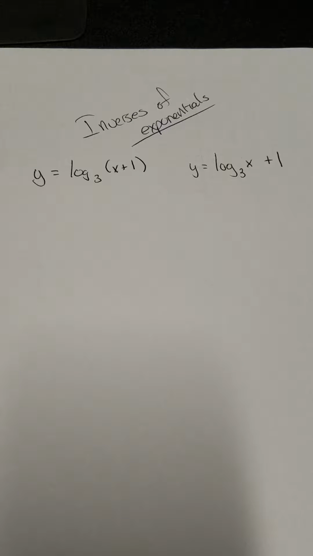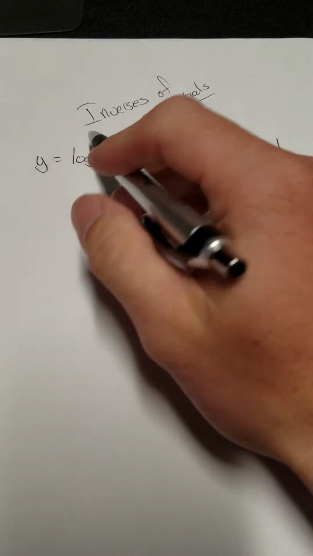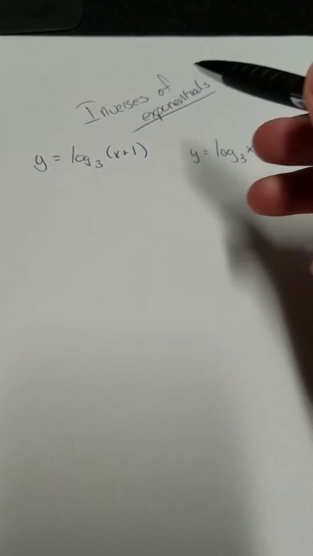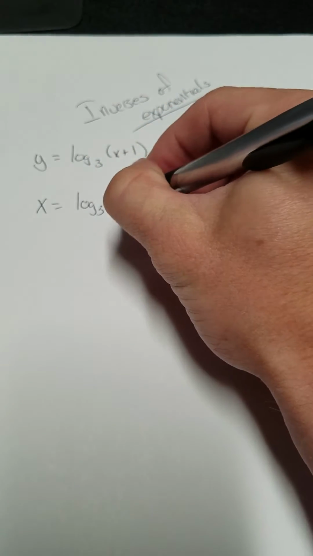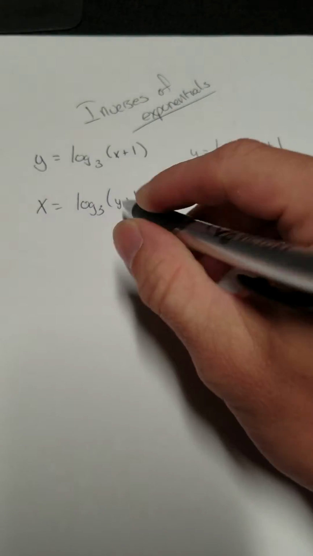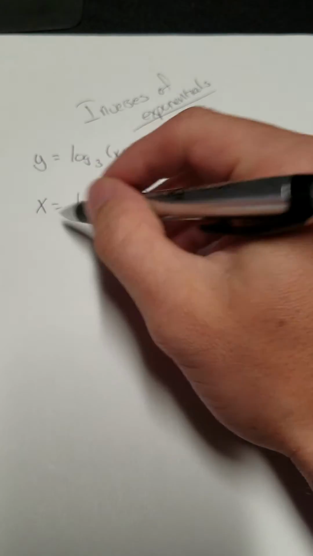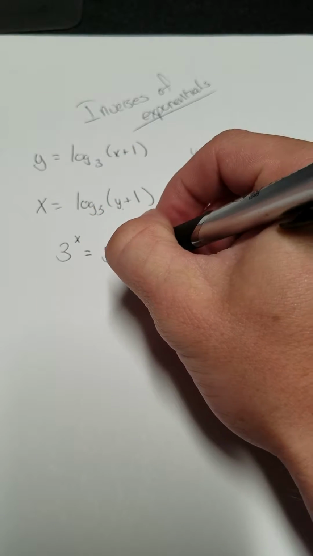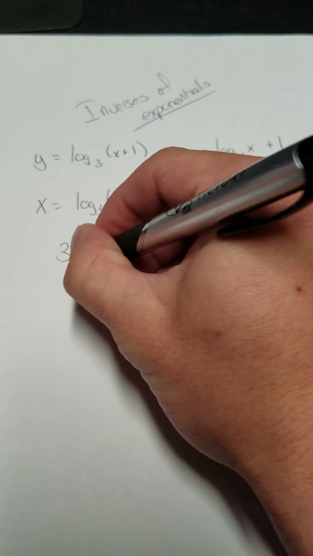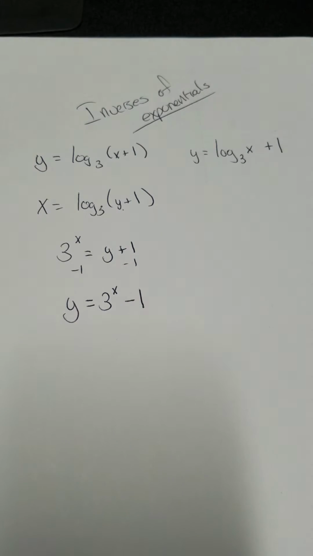Now I'm going to go through a process right here to kind of show you how this works, and then I'm going to give you the shortcut answer to how this is going to go down. With inverses, inverse simply means swap x and y's. So x equals log base 3, y plus 1. Now we're solving for y, okay? So we've swapped x and y, we're solving for y. So rewrite this as an exponential, 3 to the x equals y plus 1. Subtract that across. Y equals 3 to the x minus 1.